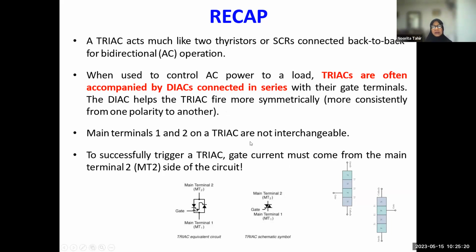So triac ni, remember dia ada main terminal 1, main terminal 2, okay, and the gate is actually combined together to produce one gate as the triac di sini. Sini ya, gate dia sini. So for us to be able to trigger a triac, mula-mula kita kena trigger dia punya gate current, which must come from the main terminal 2 dulu, baru dia akan activate main terminal 1. That will actually handle both halves of the AC waveform, ya.